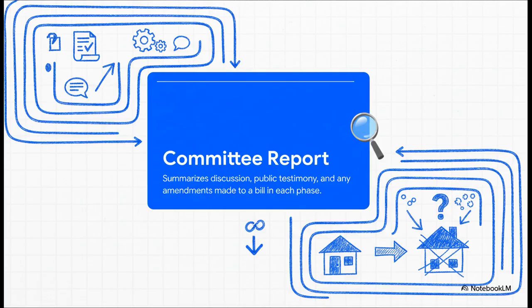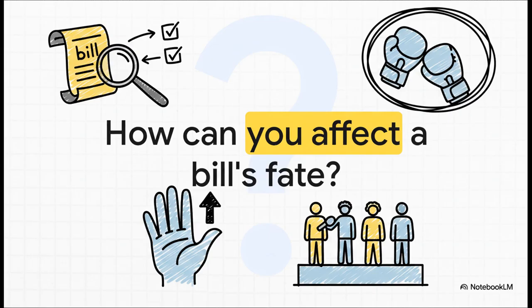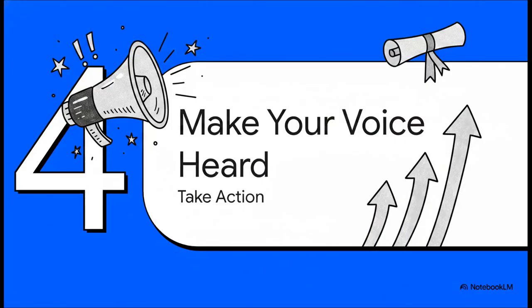Okay, let's pause for a second. We've tracked the bills, we've decoded the jargon, and we know exactly how our reps are voting. But let me ask you this. How can you actually affect a bill's fate? How do you step into the ring? Which brings us to Phase 4, Act, making your voice heard.